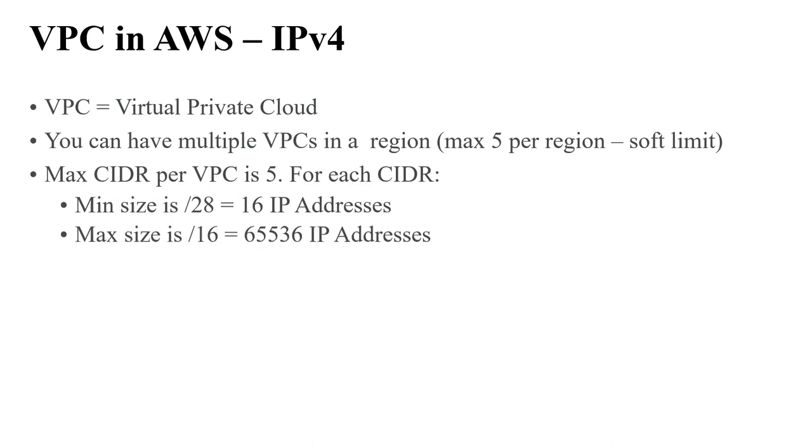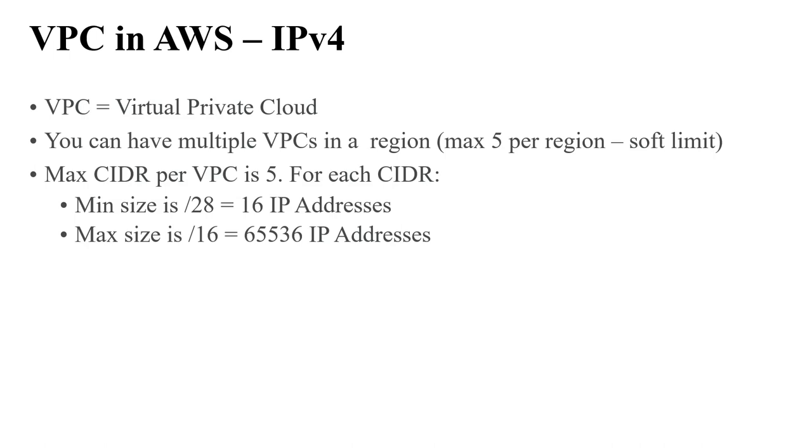But maximum how many can I take? 65,536 devices in one VPC we can get. In one VPC CIDR, the maximum CIDR is /16. Suppose I give that VPC CIDR as /15, it doesn't accept it. That means the total number of devices in one VPC, maximum we can create, is 65,536 devices, that is IP addresses.